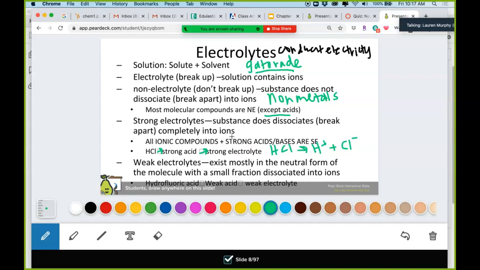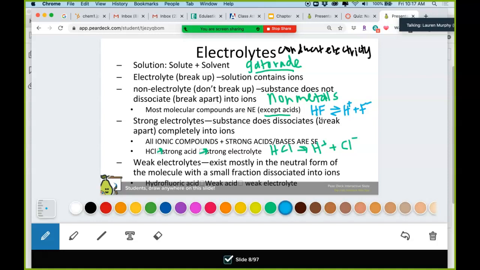Okay? For the sake of this class, weak electrolytes will be weak acids and weak bases. So, for example, hydrofluoric acid. HF is a weak acid. What does that mean? This is my example of a two-way arrow that you might not be familiar with yet. HF goes to H+ plus F-, okay?